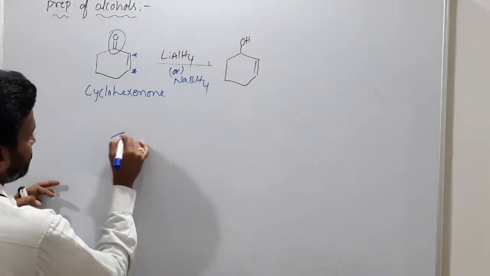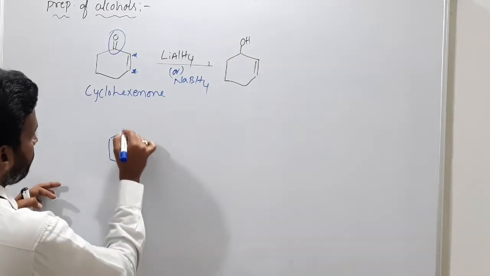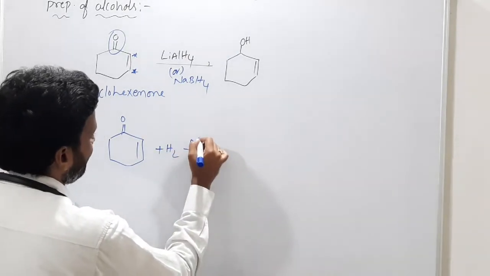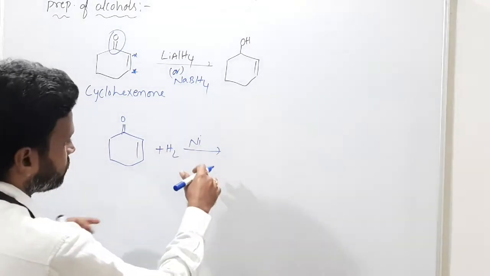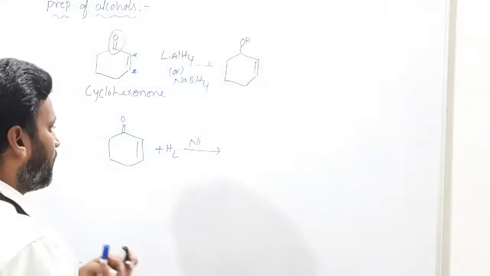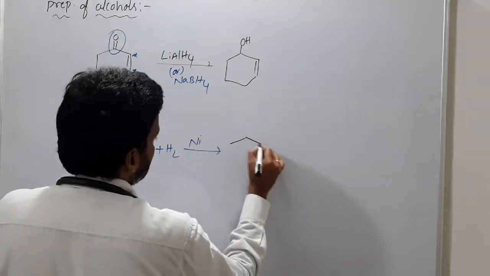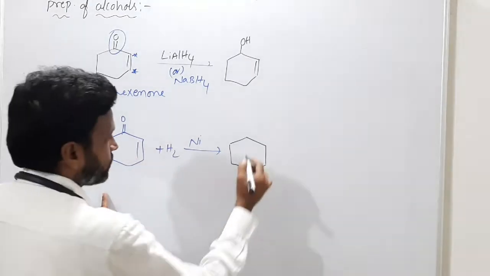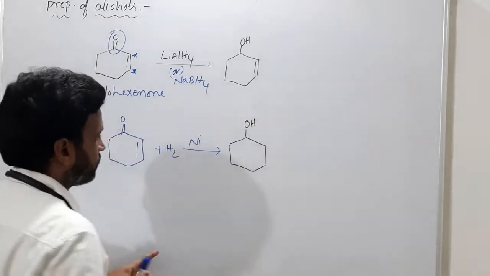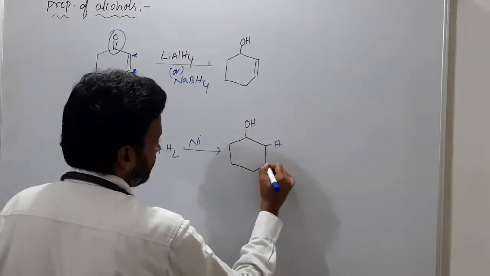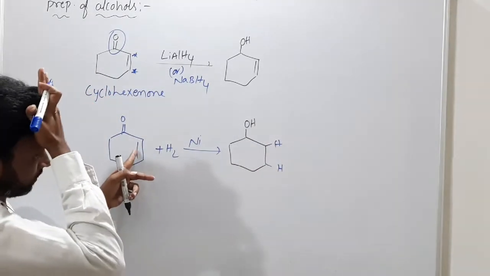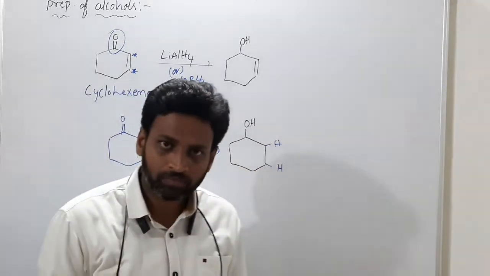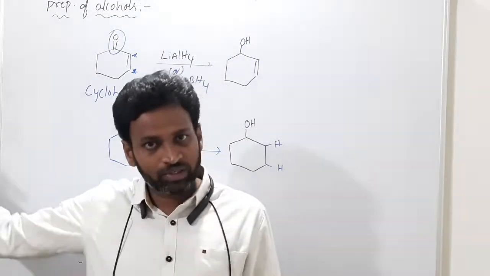But for the same reaction, if I am using H2 in presence of nickel, platinum, or palladium, what will be the product? It means C double bond C also undergoes reduction. Now this is the product. What happened? Here one hydrogen and here also one hydrogen came. So instead of the pi bond, 2 hydrogens were added. That is reduction. Did you understand the difference?